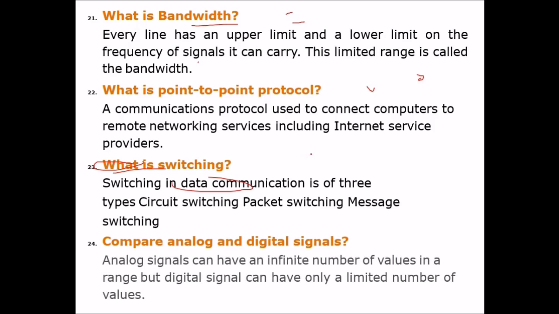Compare analog and digital signals. Analog signals can have an infinite number of values in a range, but digital signals can have just a limited number of values. We call them levels, like 0 or 1. And if you have 4 levels, they will be 00, 01, 10, 11. So this is the digital signal. But in analog, you have a whole bunch of values; you can take infinite numbers from them.